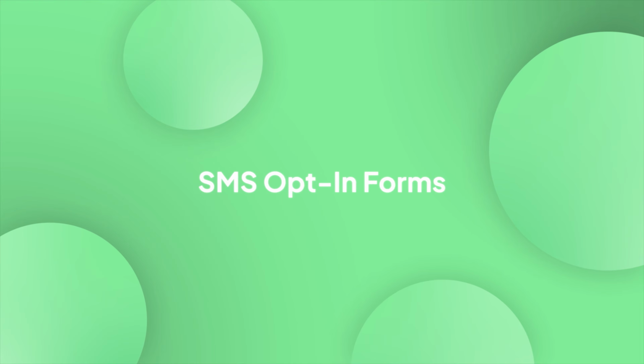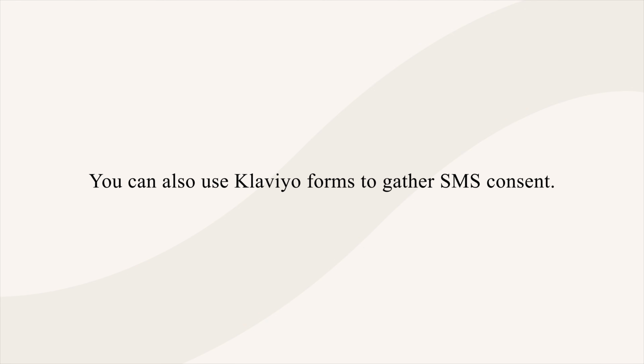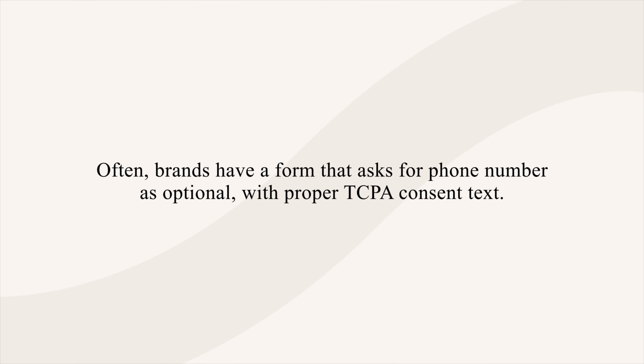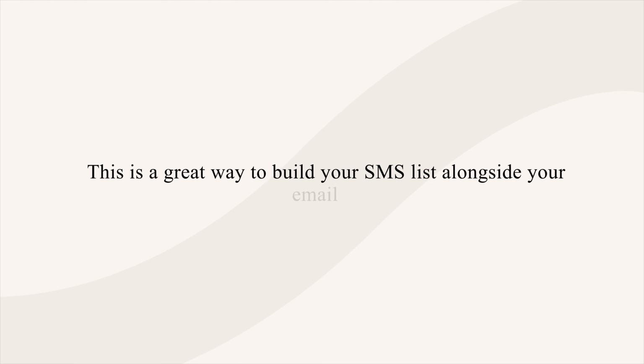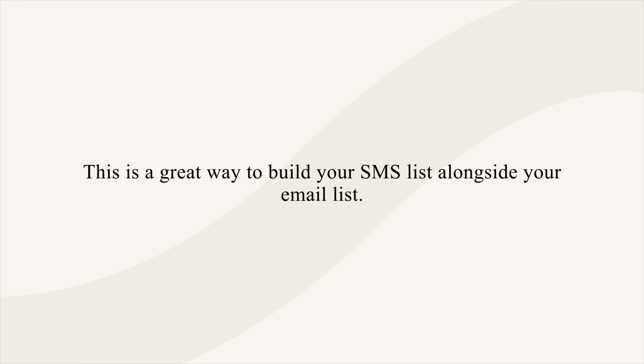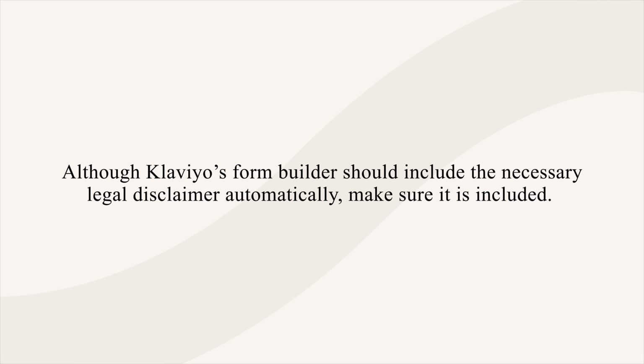SMS opt-in forms. You can also use Klaviyo forms to gather SMS consents. Often, brands have a form that asks for a phone number as optional, with proper TCPA consent text. If someone enters their phone number, Klaviyo can trigger an automated welcome text with a preset flow. This is a great way to build your SMS list alongside your email lists. Although Klaviyo's form builder should include the necessary legal disclaimer automatically, make sure it is included.